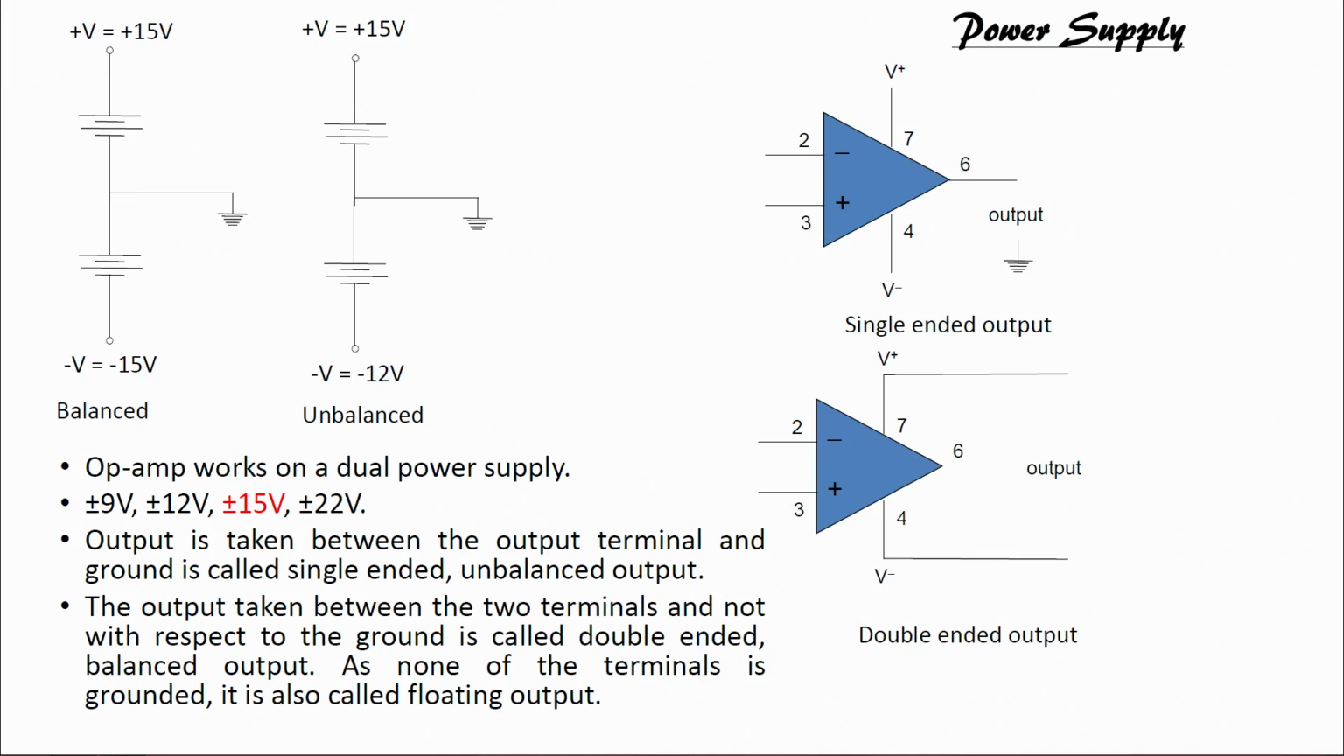Then we have seen balanced and unbalanced power supplies, and we have seen single ended output and double ended output. I will just skip this fast, just to make sure that balanced and unbalanced power supplies are used in several applications. Most applications use a balanced power supply, while some use an unbalanced power supply. Same way, single ended output is with respect to ground, while double ended output is not with respect to ground, that is why it is also called floating output.